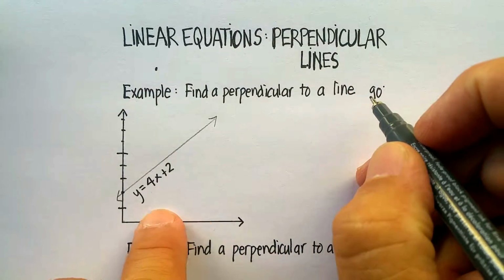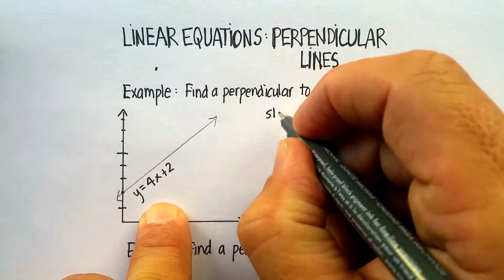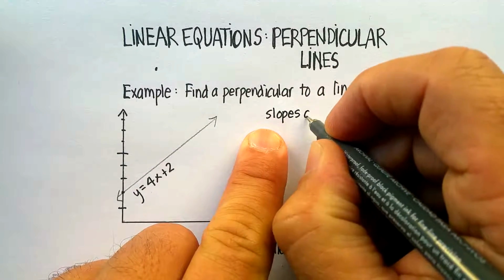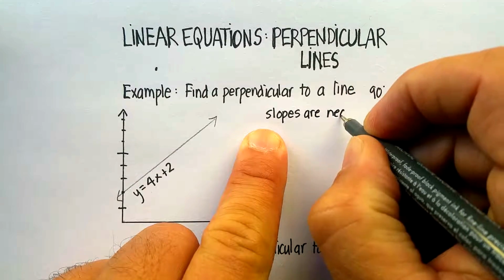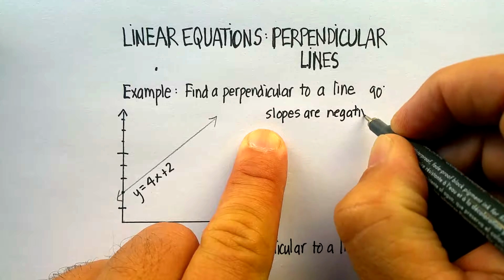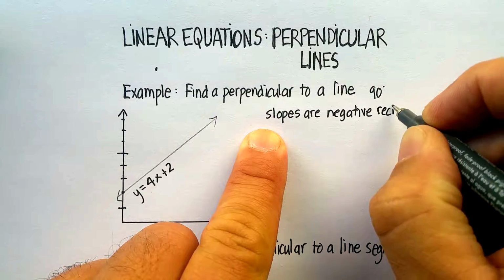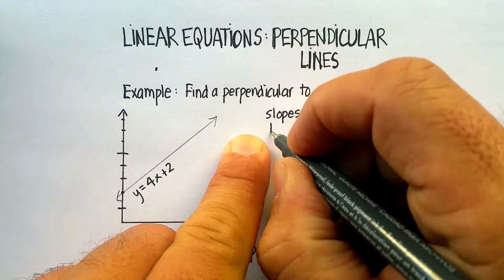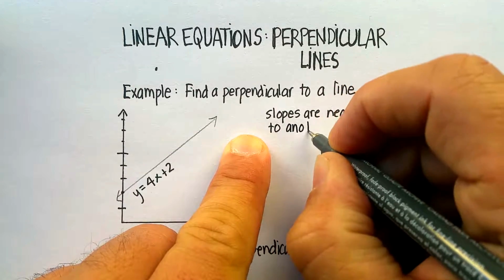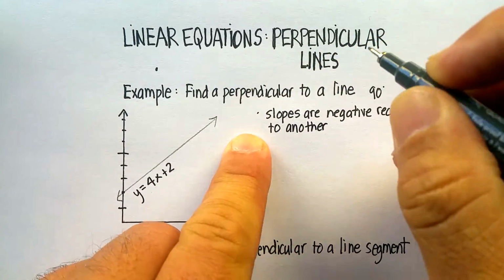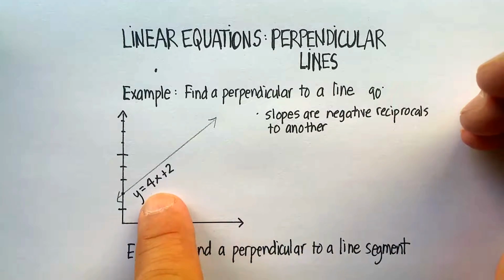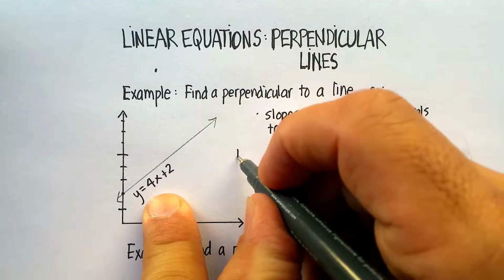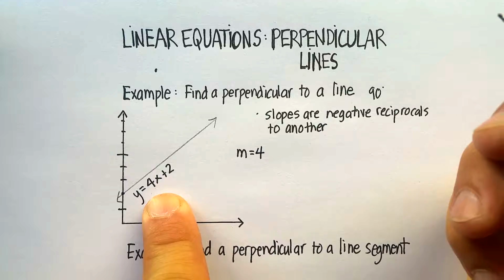Well, the first thing you need to know is that the slopes of perpendicular lines are negative reciprocals to one another. So let me say that again. Slopes are negative reciprocals to one another. Let me just go ahead and write this all out real quickly. So for the two lines, you need to look at whatever their slopes are. Now let's look at the slope here. We know that this is slope-intercept form, and the slope is going to be a positive 4. So we know that m is equal to 4 here, right?